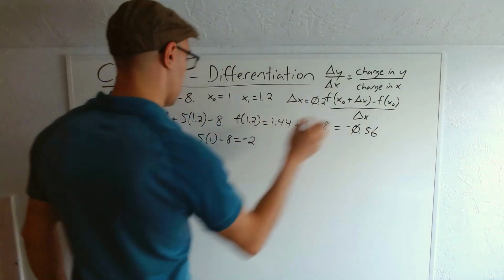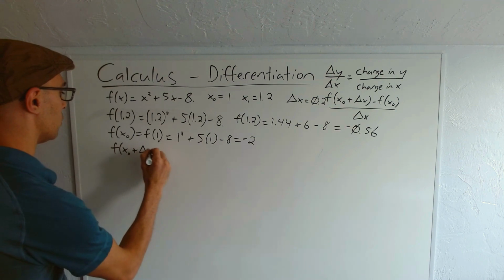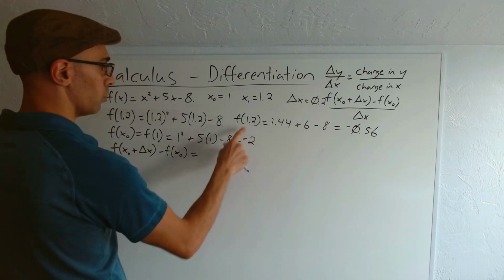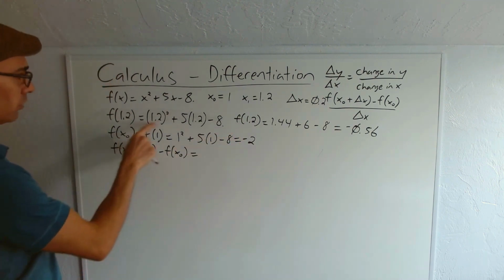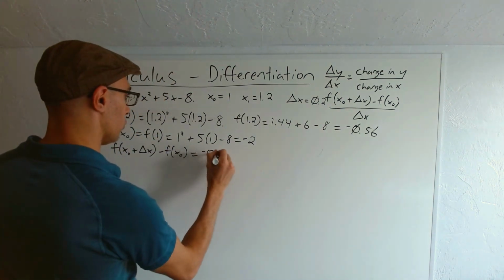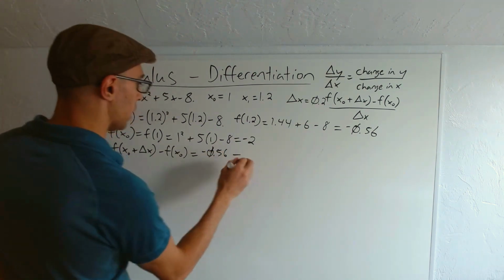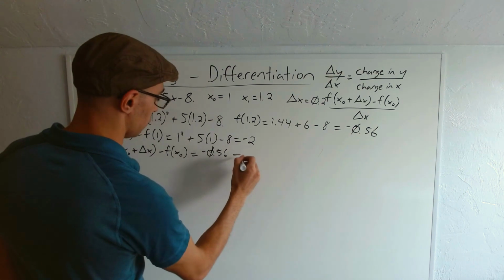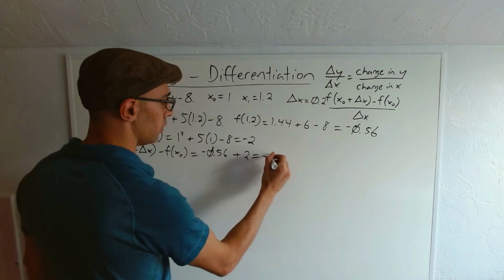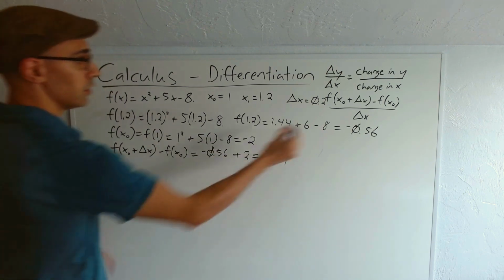So now let's plug that into here. So f of x naught plus delta x minus f of x naught is, well, what did we get? f of x naught plus delta x was this whole expression here, which wound up being negative 0.56 minus a negative 2, which really means we add 2. And so what we get is negative 1.44. So that's the top half of this equation.